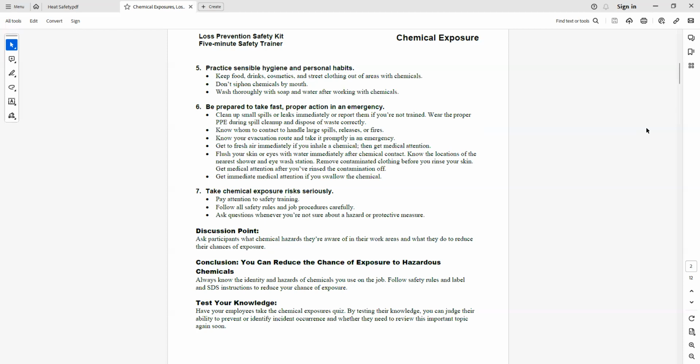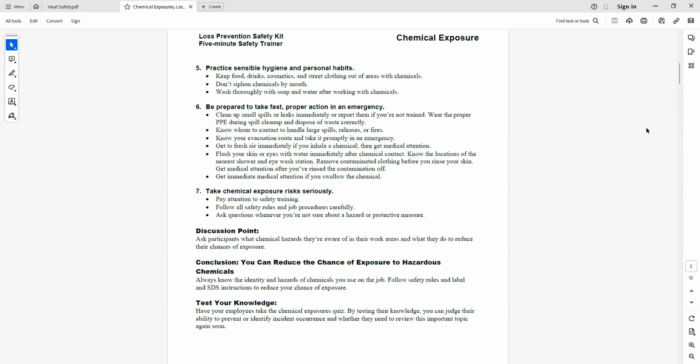Number 6, be prepared to take fast, proper action in an emergency. Clean up small spills or leaks immediately or report them if you're not trained. Wear the proper PPE during spill cleanup and dispose of waste correctly. Know whom to contact to handle large spills, releases, or fires. Know your evacuation route and take it promptly in an emergency.